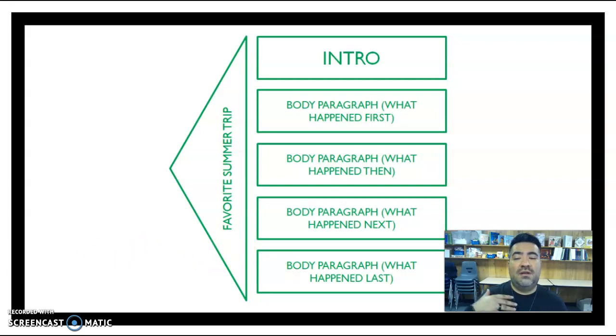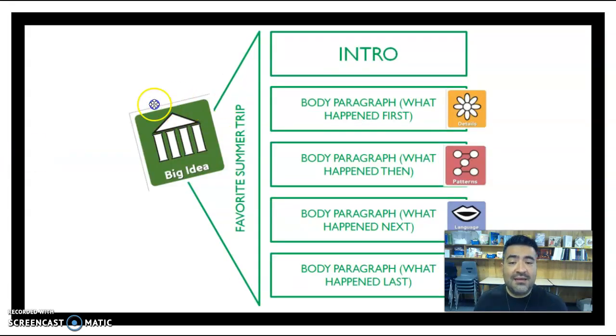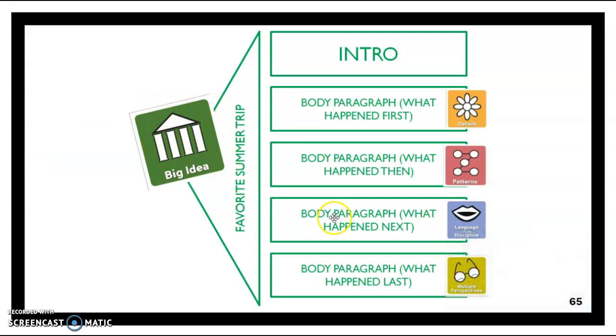Now if you want to go even a step further, once the students get very familiar with the icons, there's my Depth and Complexity big idea icon here on the side. That's what I'm going to be talking about, and I'm going to write my introduction to get my readers hooked into my story. But then in each paragraph, I'm asking the students, in this paragraph make sure that you include a detail about your summer trip. In this paragraph, talk about the patterns. In other words, talk about what you did on a consistent basis. Did you go to the beach every day? Did you go to a restaurant every day?